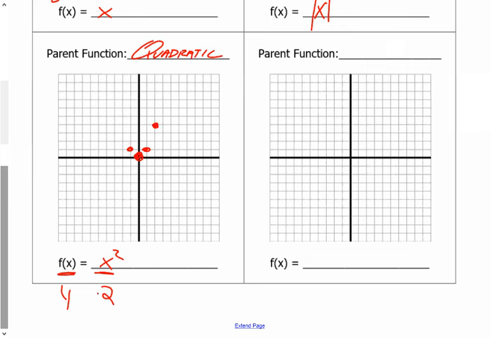If I plug in -2, I would still get +4. If I plug in 3, I would get 9. 3 squared is 9. So right there. And there's my quadratic parent function. Like so.